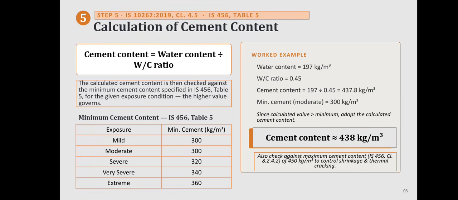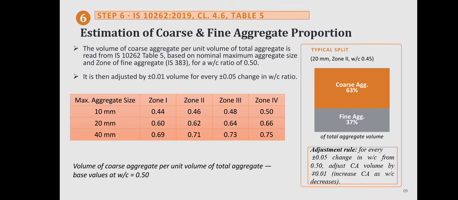So the next step is calculation of cement content. It is calculated using a simple equation: cement content equals water content divided by water cement ratio. The calculated cement content must satisfy the minimum cement content specified in IS 456 for the particular exposure condition. It should not exceed 450 kg per cubic meter, which is the recommended maximum limit to control shrinkage and heat of hydration.